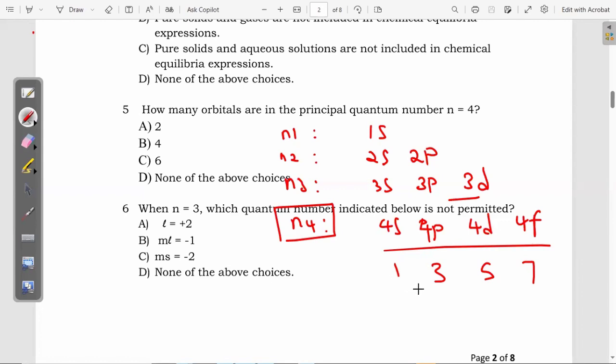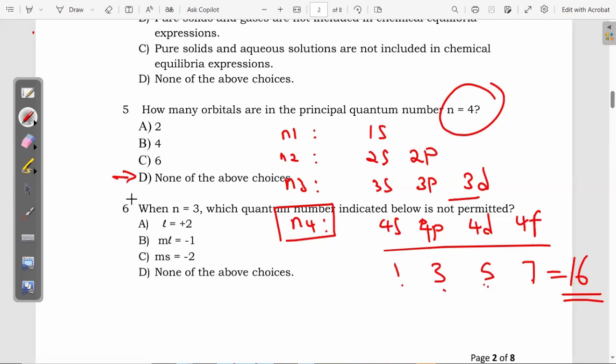Okay, so we can now add these things here. If we add this, it will be 1 plus 3, that is 4. 4 plus 5, that is 9. 9 plus this, that will give me what? 16. So if my n is 4, I should have 16 orbitals. But I see that on these options here, I do not have it. So I choose none of the above as my answer.